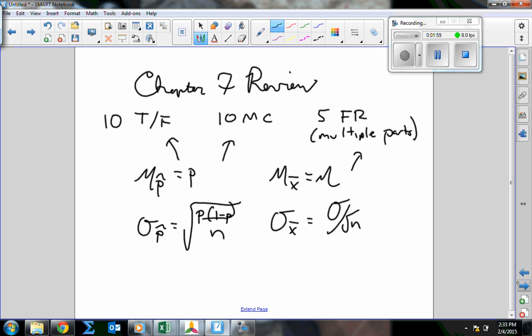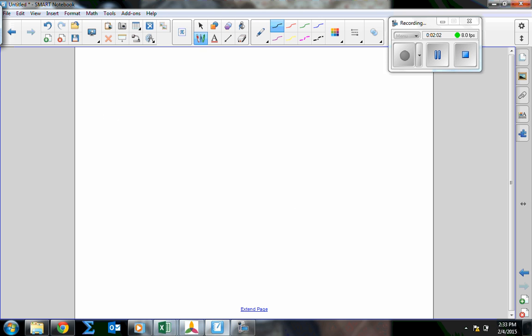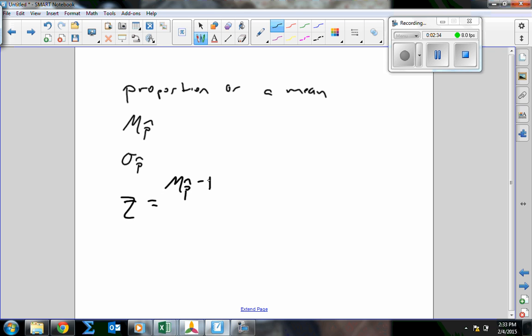Let's start with the free response, how you might have to do that. In the free response section, you would use either set depending on if we're dealing with a proportion or a mean. You would have to find the mean and the standard deviation so that you could find the z-score. And the reason you do that is so that you can calculate some probability.